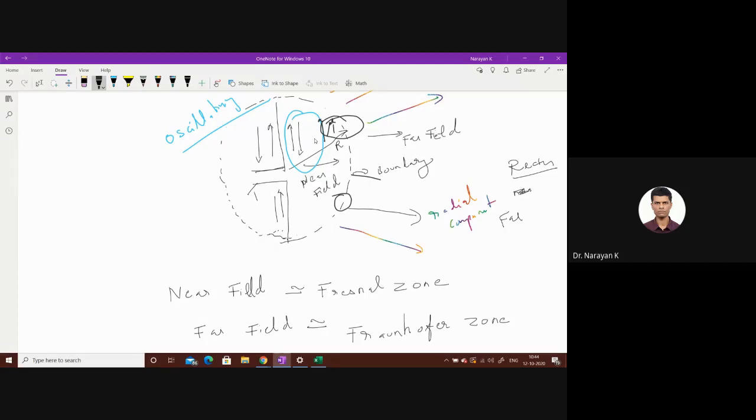As you increase the distance, your radial component will be well defined and you can keep the receiving antenna there. Don't design the receiving antenna such that it is in the exact boundary between the near field and the far field.